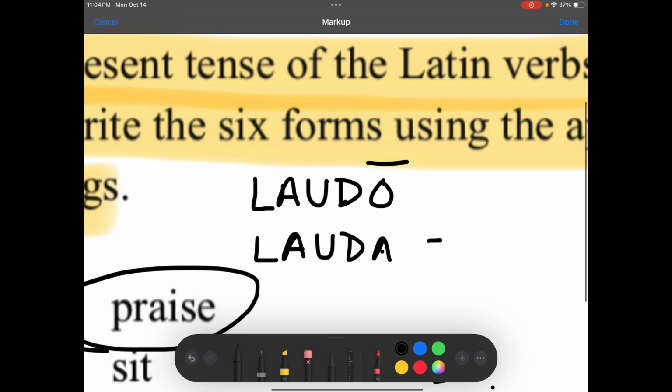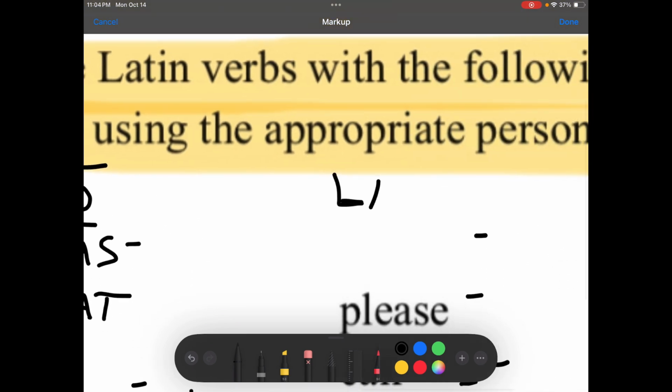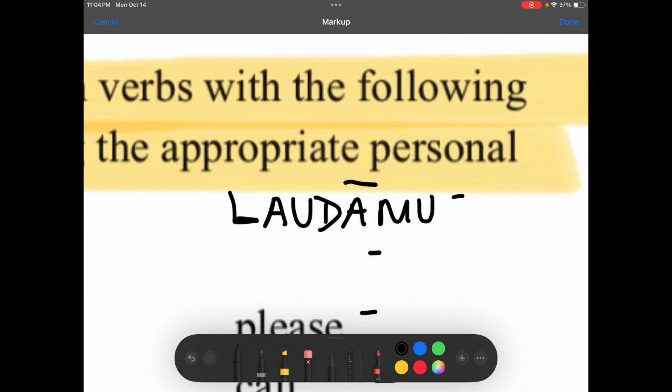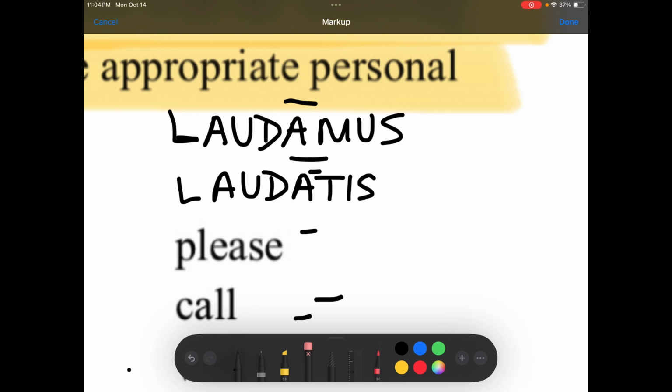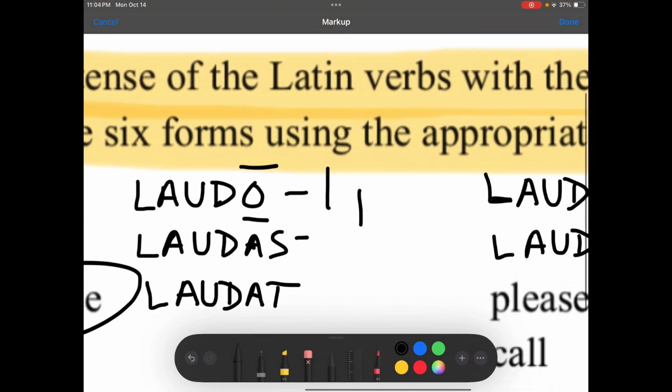Laudas, laudat, laudamus, laudatis, laudant. So laudo means I praise in English, or I am praising, or I do praise.